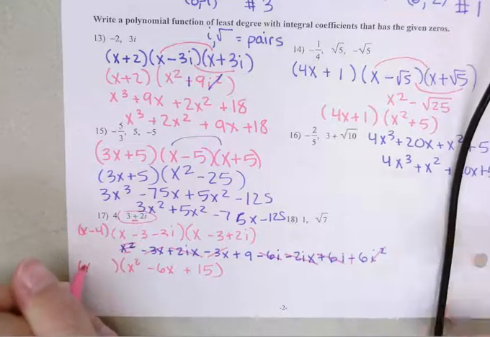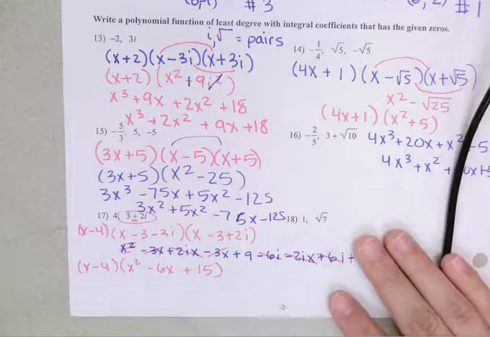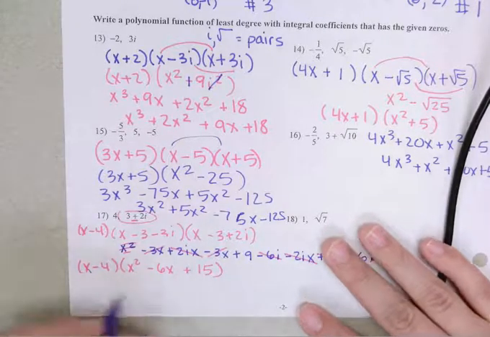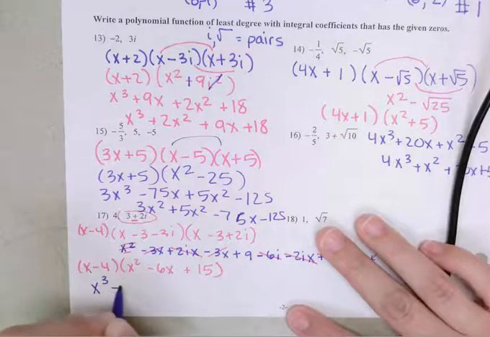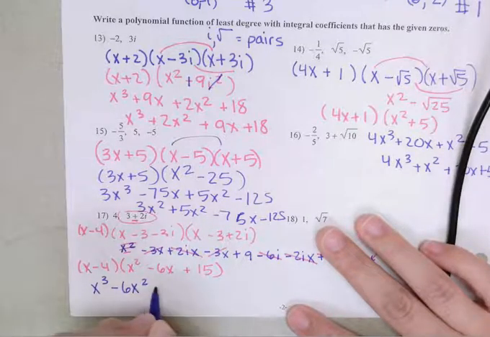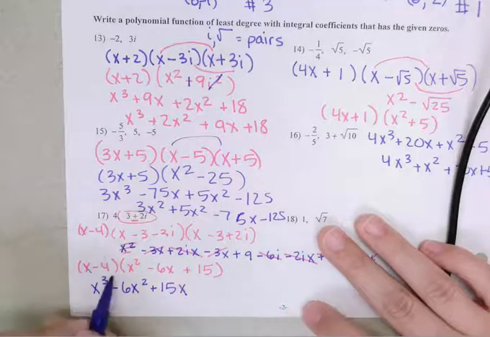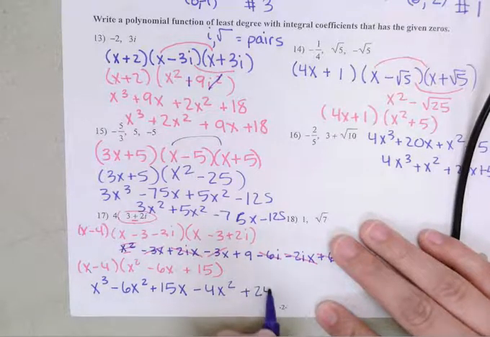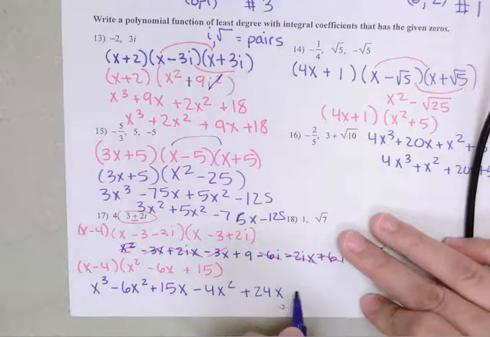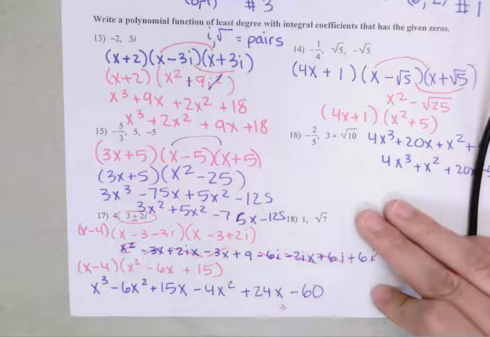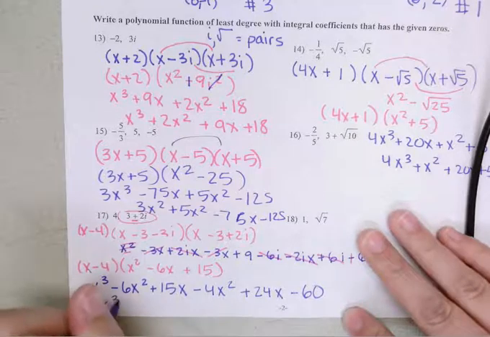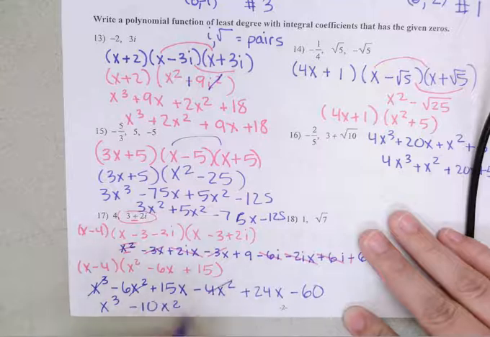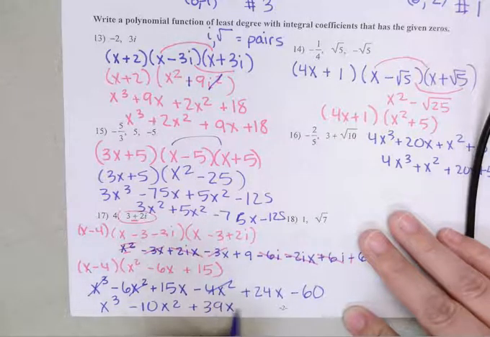Multiply that times your x minus 4. So if I multiply it times my x, basically each one of these just goes up one exponent. So I'm going to get x cubed minus 6x squared plus 15x. Then multiply each one times negative 4. Positive 24x and negative 60. Combine like terms. The cube is the highest. These two make negative 10x squared. These two make 39x minus 60.